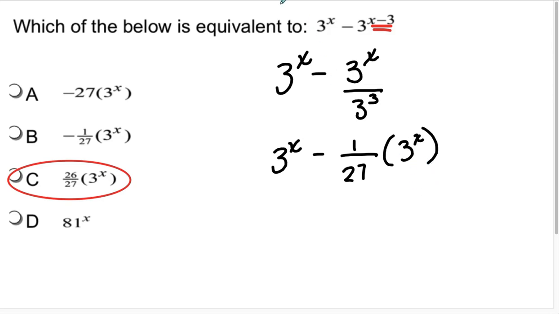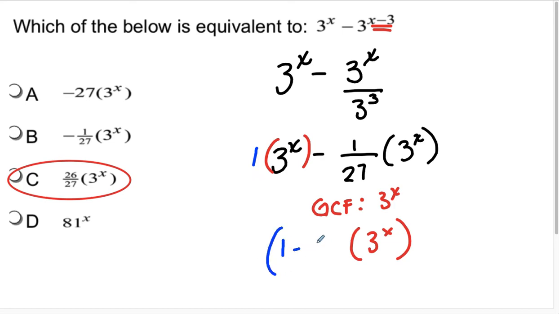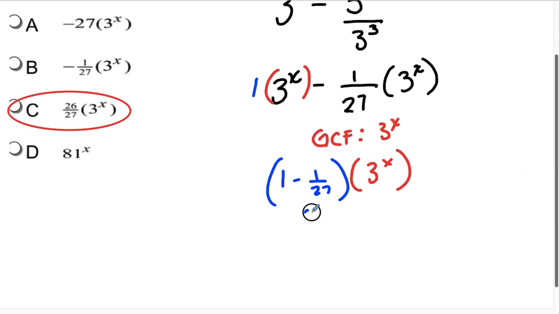Okay, so now I need you to understand the following. In the first term is 3 to the x power. And in the second term, you also have another 3 to the x power, making the 3 to the x power its GCF. So we want to factor out the GCF and we want to figure out what's left. And what's left is your coefficients from each term. The first coefficient is 1. So this is 1 minus 1 over 27. 1 whole minus 1 over 27 is 26 over 27. And then parentheses 3 to the power of x. And that is your final answer.